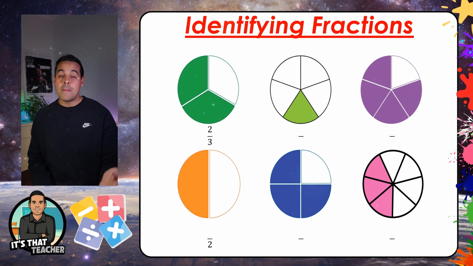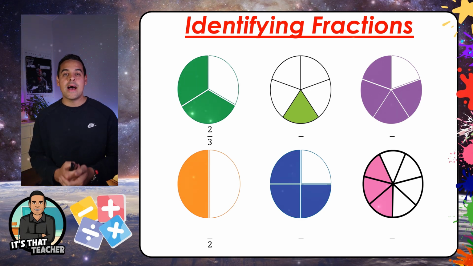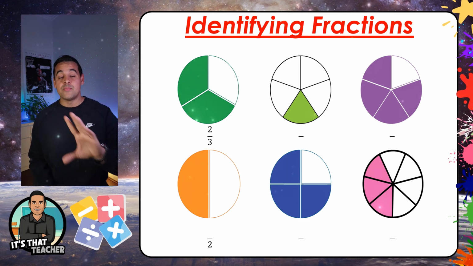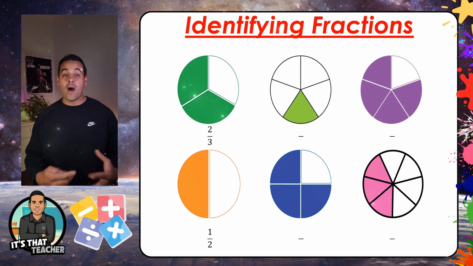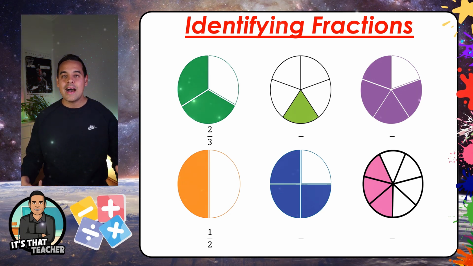Now, remember, if your denominator is 2, it is a half. You have a half of a circle. So your circle has been divided into halves. Now, we need to find the numerator. So how many pieces of that circle has been shaded? You can see that one piece of that circle, one part of that circle has been shaded. So we put a 1 in the numerator position. So your fraction here would be 1/2.